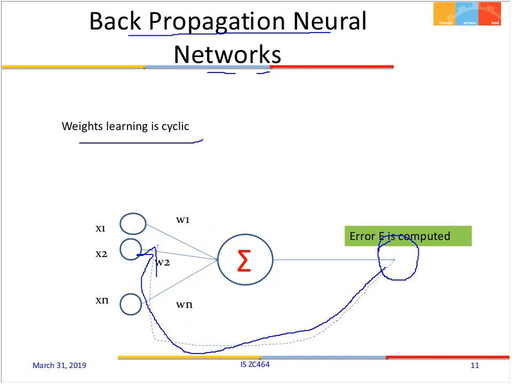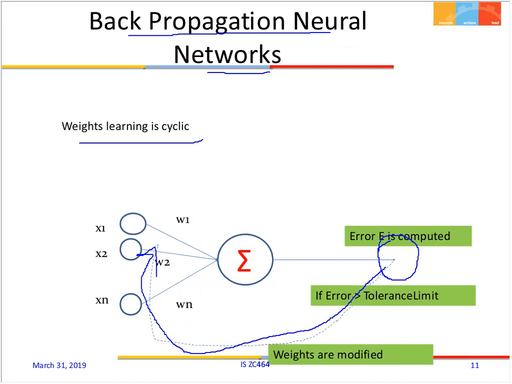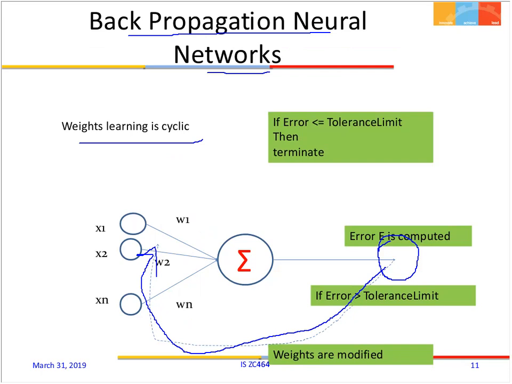So the error E is computed, and if the error is greater than the tolerance limit, then the weights are modified. After the weights are modified, we keep checking it over the iterations, and if the error is less than the tolerance limit, then we terminate. So basically backpropagation requires a lot of recycling of the error data in order to update these weights, right?